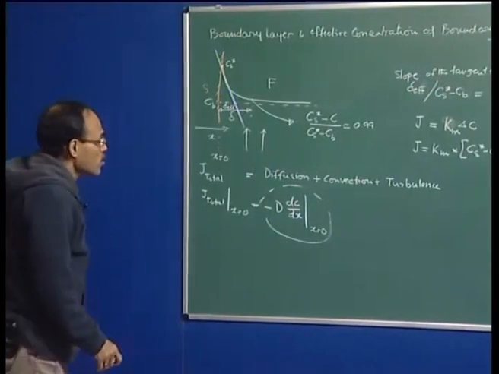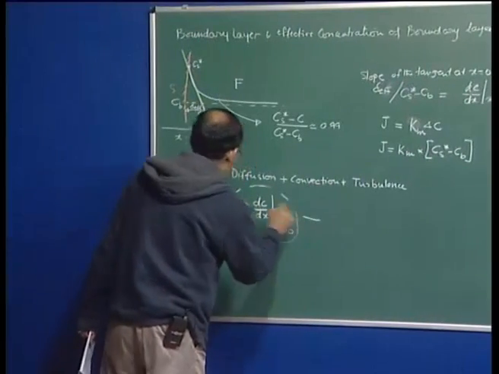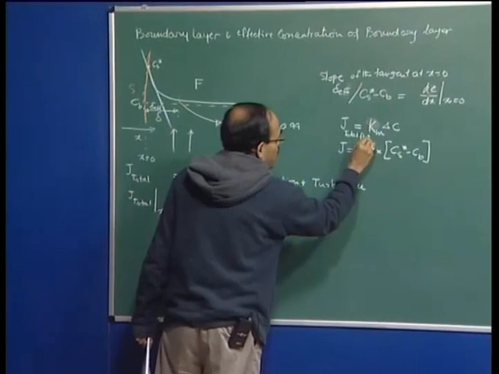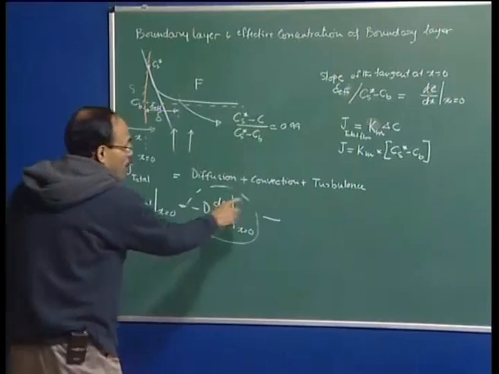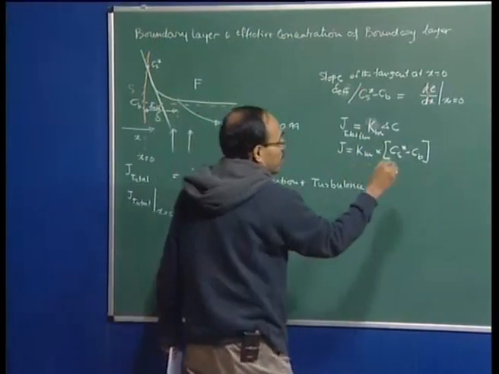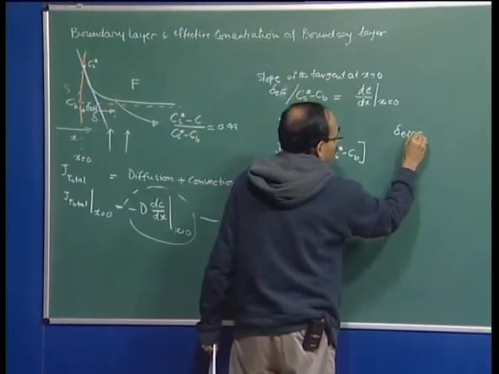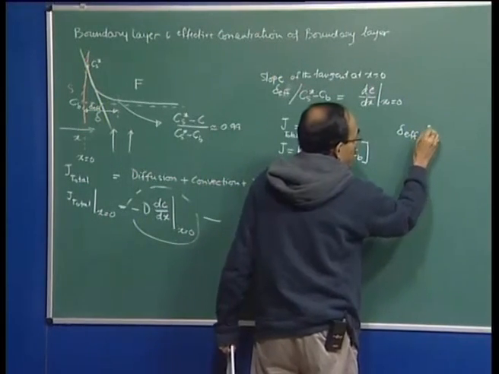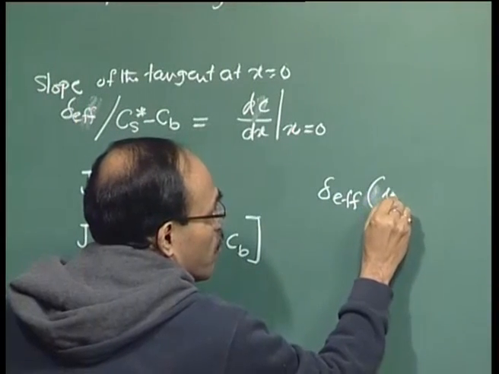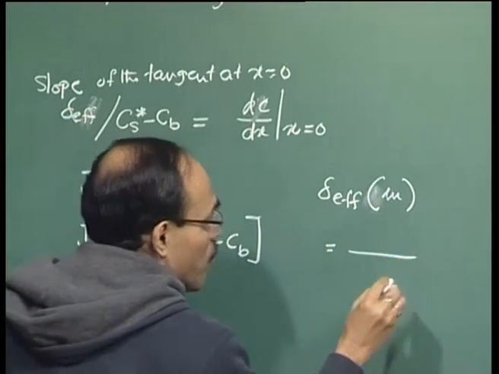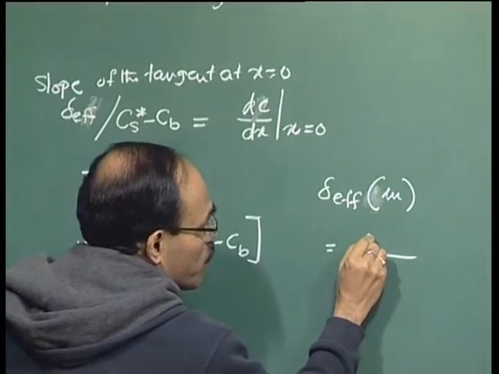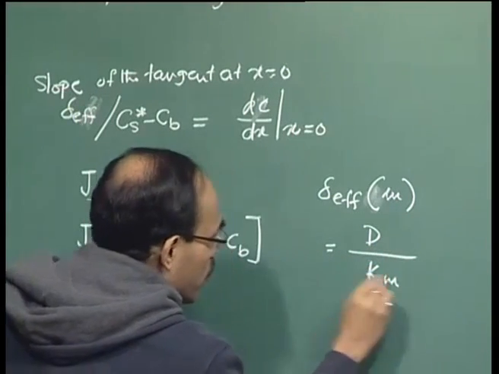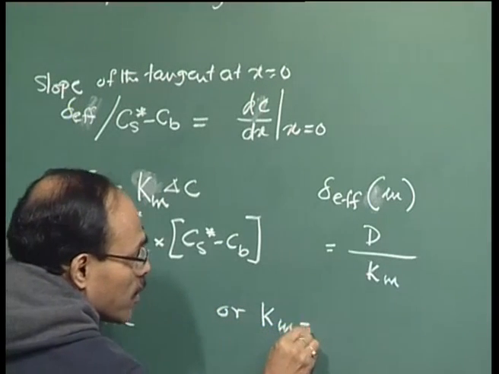fluid side is concerned. So, therefore, if I manipulate this equation, total flux, and this is also the total flux, which is the mass transport coefficient into the concentration gradient. So, if I manipulate these two, then I can show that the delta effective comes out to be, delta effective is a distance, which has a dimension of meter, and this is equal to the diffusion coefficient D divided by the mass transport coefficient Km, or otherwise I can say that Km, the mass transport coefficient, is equal to D divided by delta effective.